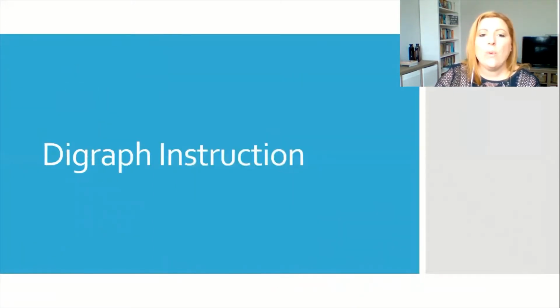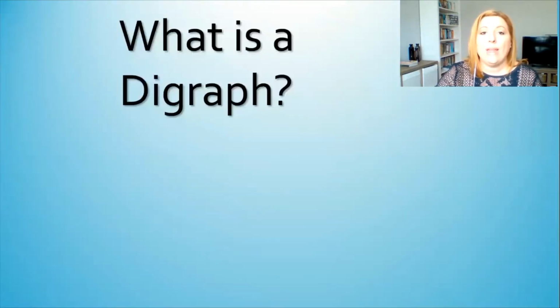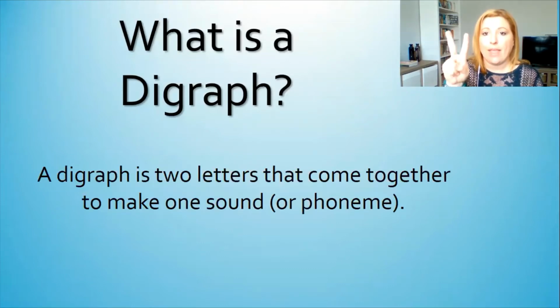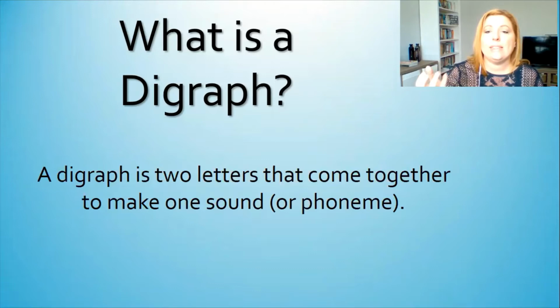All right, so let's learn about what a digraph is. Well, what is a digraph? A digraph is two letters that come together to make one sound or phoneme. A phoneme is the smallest unit of sound, so we could say sound or we could say phoneme. So we're learning about the digraph TH.